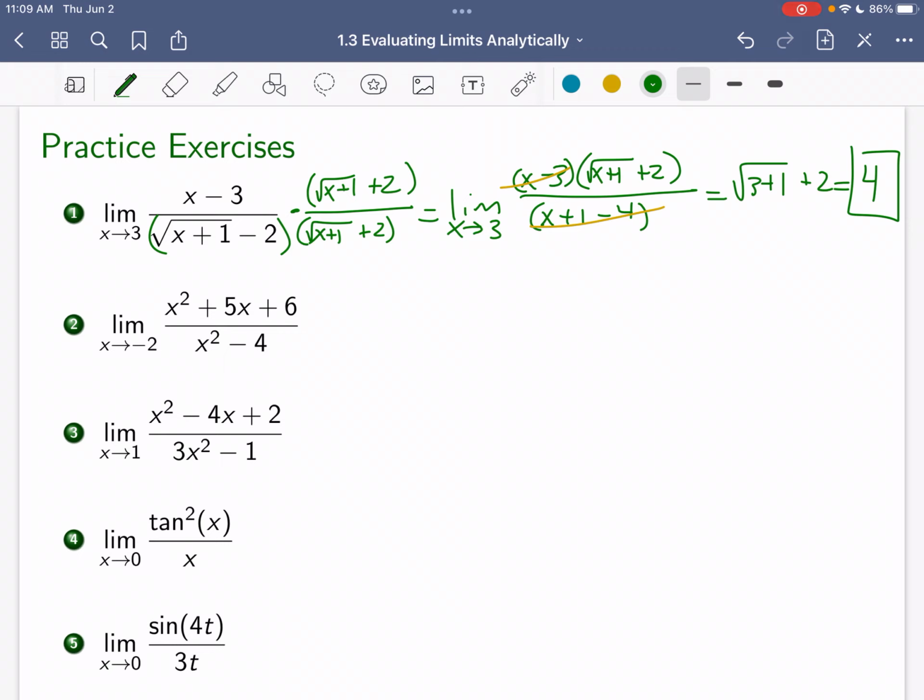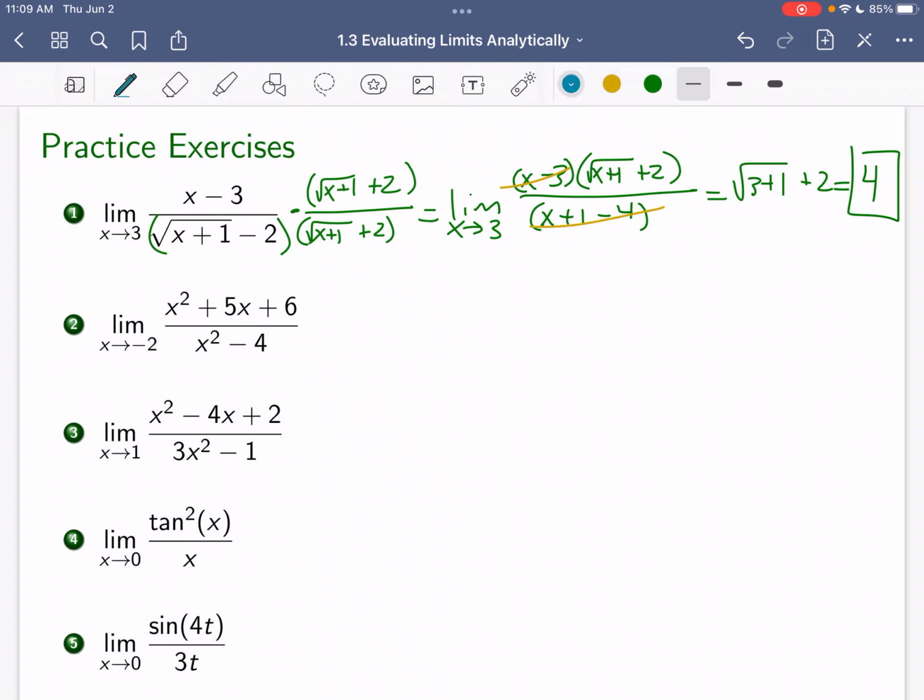Great. So the thing about that problem that suggested to me that I might use multiplying by the conjugate is we got 0 over 0 when we tried direct substitution, and that denominator involves a square root. So that was a strategy that I considered there.